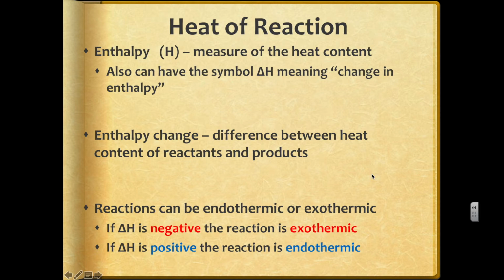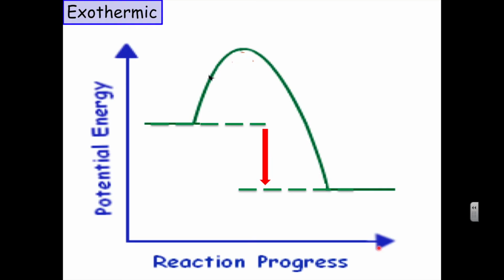So moving on into the heat of reaction. Remember that enthalpy is heat, right? It has a symbol H for heat. And the delta H means the change in enthalpy. So if delta H is negative, then the reaction is exothermic. If delta H is positive, then the reaction is endothermic.